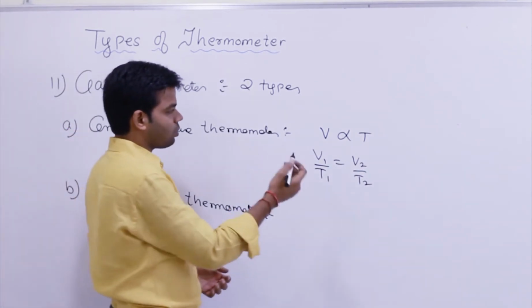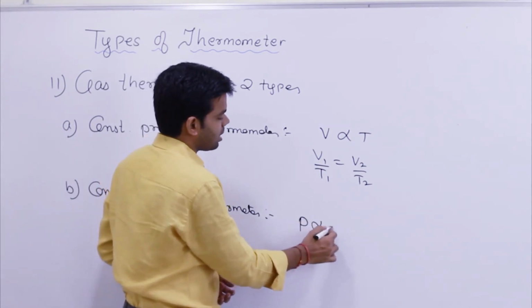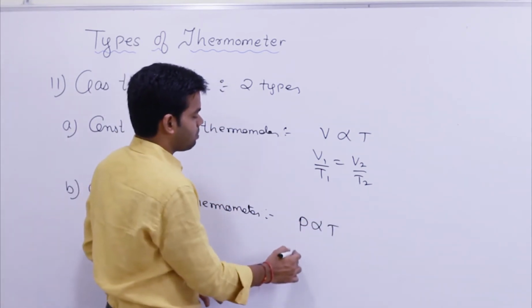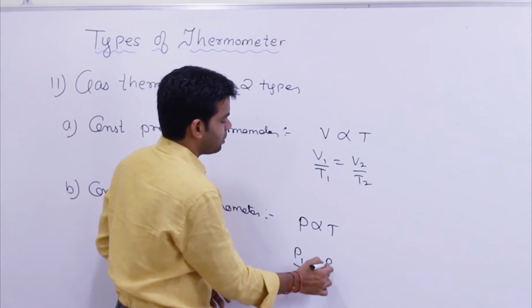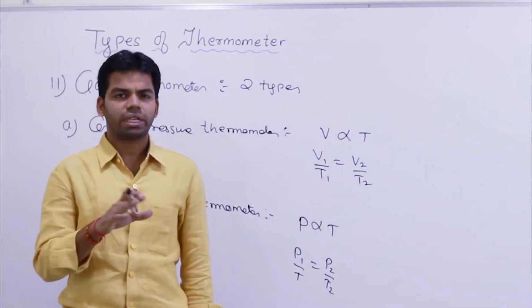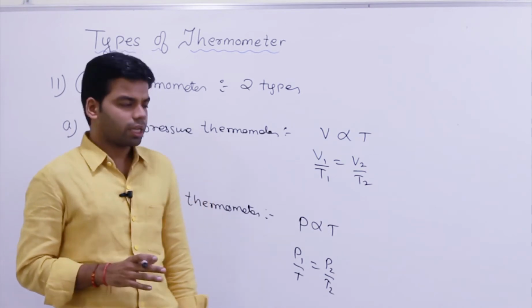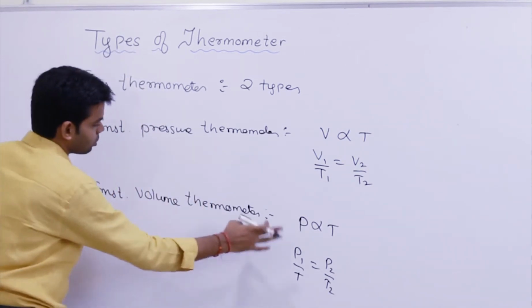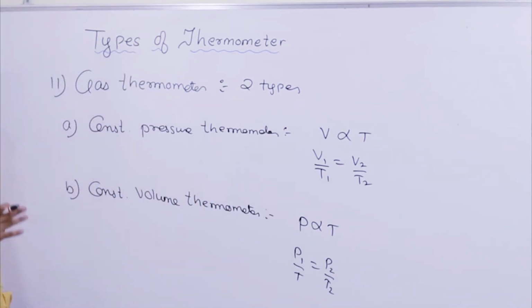Here, since volume is constant, pressure is directly proportional to T, or you can say P1 by T1 is equal to P2 by T2. That means based on the change in pressure, we can determine the change in temperature. And the thermometric property here, as we know, will be the pressure. So this is the second type of thermometer, which is the gas thermometer.